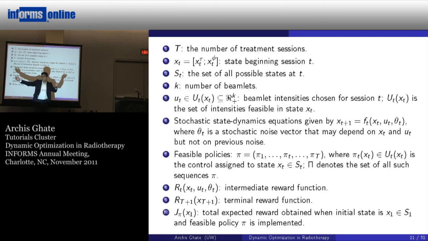And when this whole thing is over, I'm going to collect a terminal reward. So when the treatment sessions are done, so the treatment course is done, I will collect a terminal reward, and that's going to be the notation for that. Okay. So is the notation at least roughly clear at a high level?